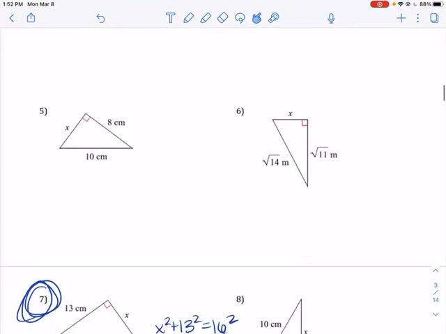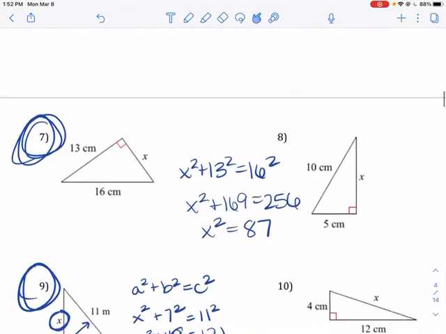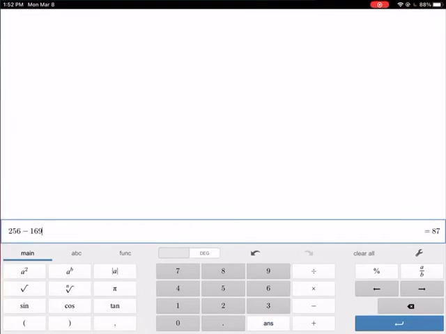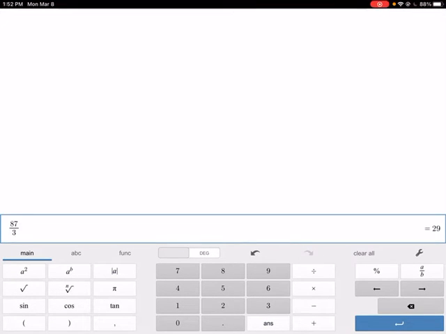Now let's say you have one like number 7, and x squared equals 87. 87 is not a perfect square, so we're going to go ahead and take the square root, try to simplify it. So 87, 2 doesn't go in, 3 does go in. Let's see how many times 3 goes into 87. 87 divided by 3 equals 29.